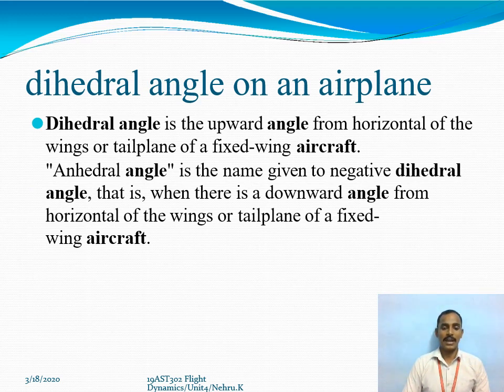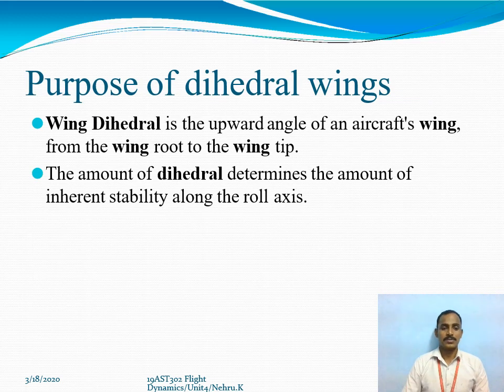The dihedral angle of an airplane is the upward angle from horizontal of the wing or tail plane of a fixed wing aircraft. The name given to a negative dihedral angle is anhedral, where there is a downward angle from the horizontal of the wing or the tail plane of a fixed wing aircraft. This is only for fixed wing configuration, not for the rotary type or the flapping type.